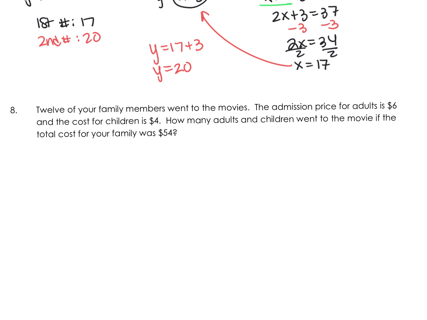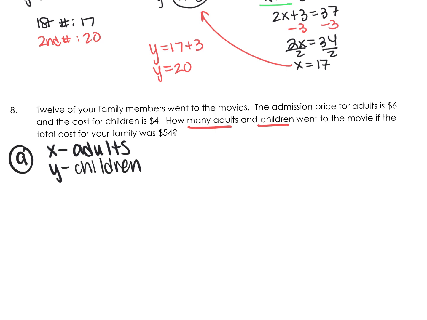All right, one more word problem here. 12 of your family members went to the movies. The admission price for adults is $6, and the cost for children is $4. How many adults and children went to the movie if the total cost was $54? So, what are the two things in this problem? We're asking about adults and children, so those are our two things. So x is the adults, or you can make it, doesn't matter which one, and y will make the children.